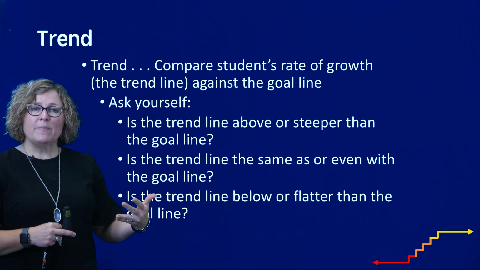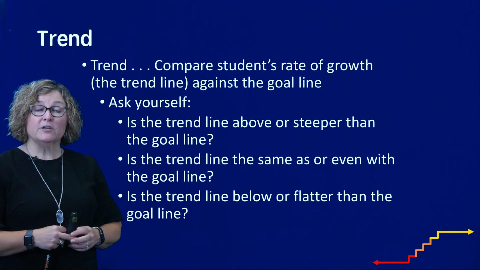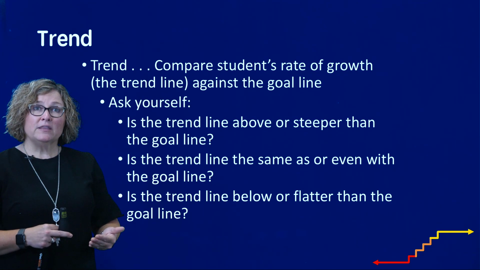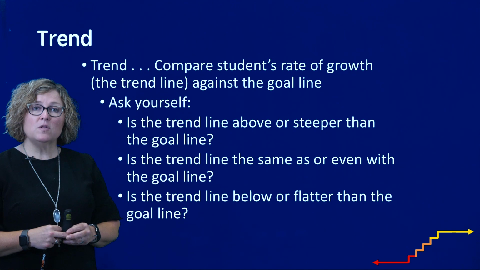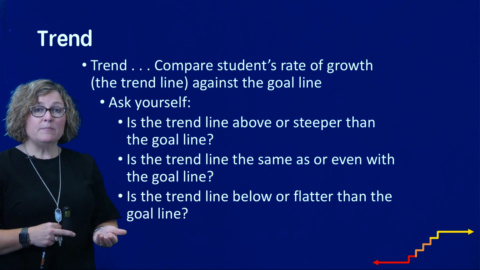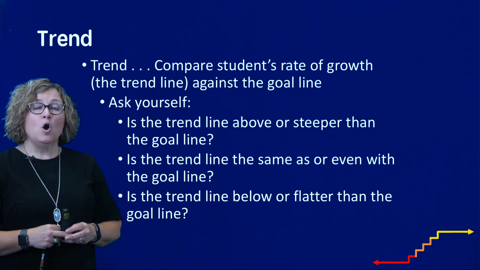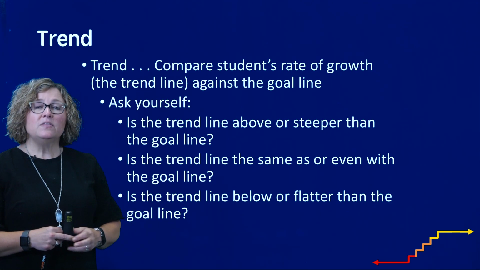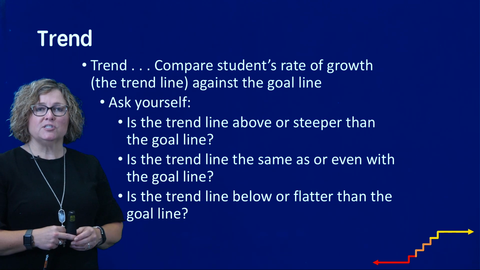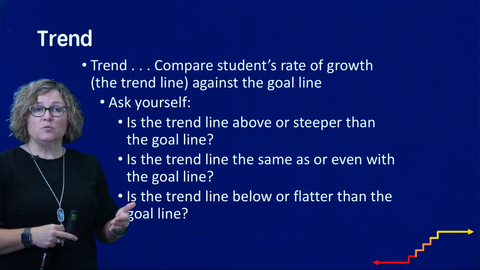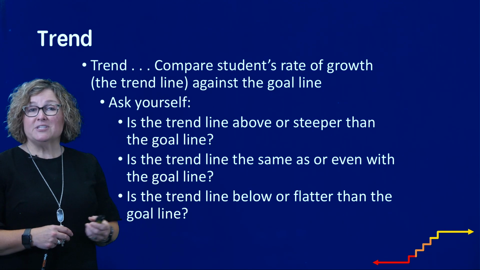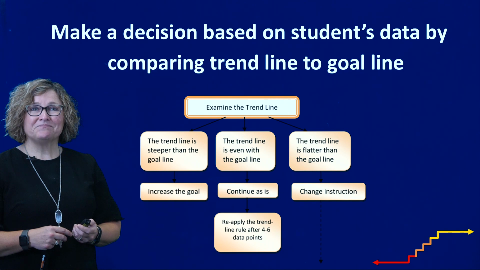We'll talk more about how to insert a trend line on your graph, but for today, let's think more about that trend line and how it compares to the goal line that you set for each individual student. You want to ask yourself, is the trend line above or steeper than the goal line? Is the trend line the same as or even with the goal line? Or is the trend line below or flatter than the goal line? These will be your basic 3 questions, and this will guide you into next steps in decision making for intervention for your student.